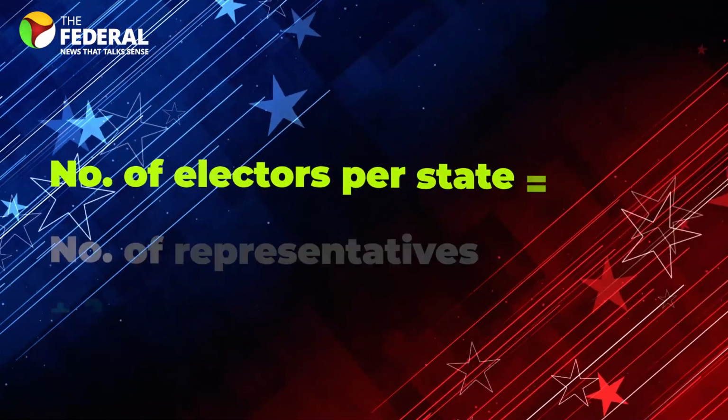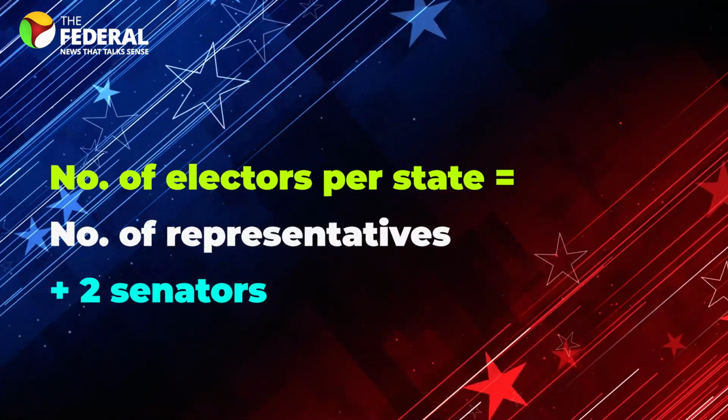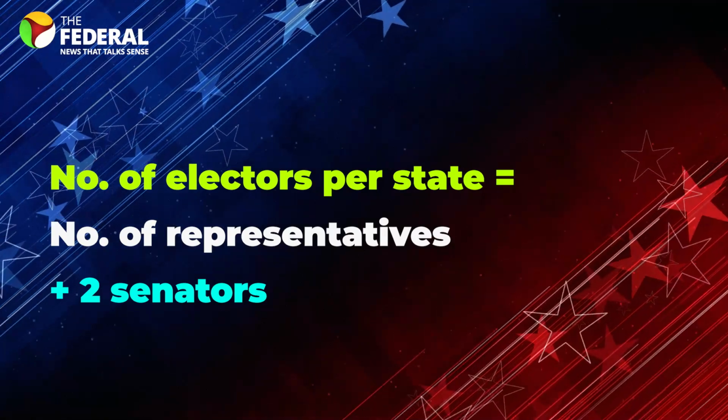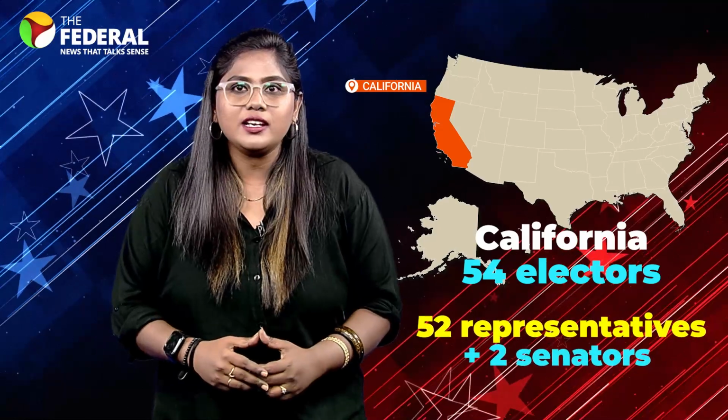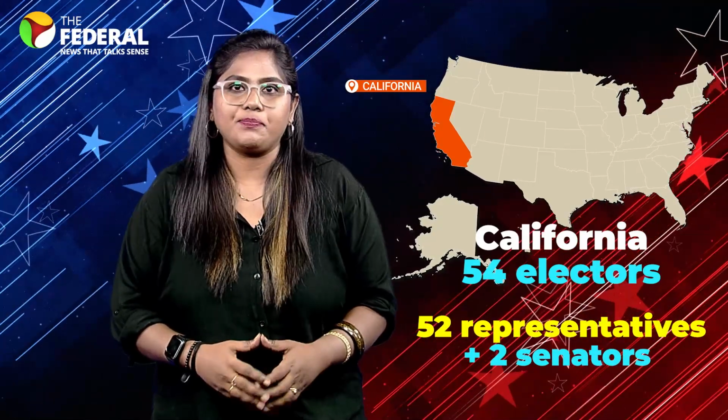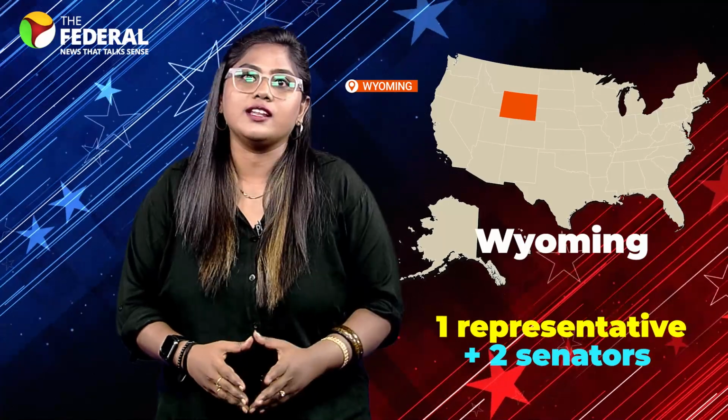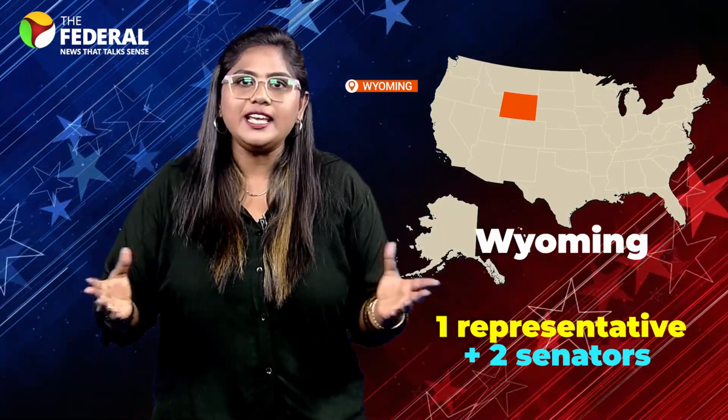The number of electors a state has in the US is calculated based on the state's population plus 2 senators. This number changes from state to state. For example, California is the most populous state and it has 54 electors, that is 52 representatives plus 2 senators. Smaller states like Wyoming have 1 representative plus 2 senators, so a total of 3 electors.